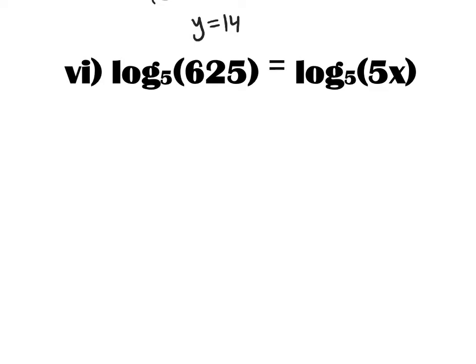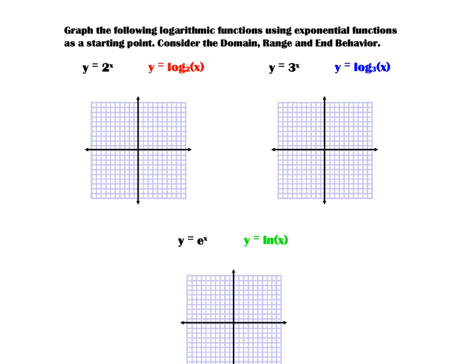Okay, here we go. Yet again, I've got logs of the same base. Therefore, 625 has to equal 5x. If I divide by 5, I think I get 125 for x. Okay, some properties of logarithms. Let's keep on moving. Okay, I'd like to do some graphing here, so let's jump into exponential and logarithmic graphing.